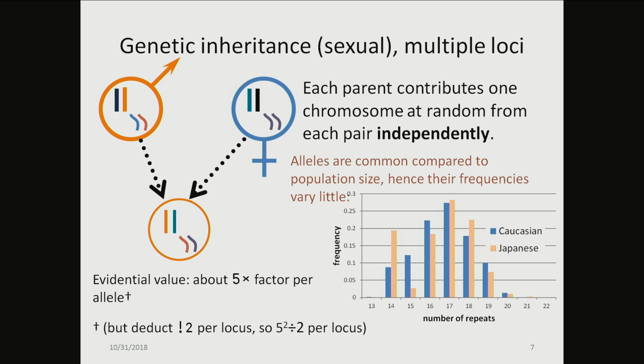So let's see, with autosomal, you have this 5 times factor per allele. Per locus, you have 2 of those 5 times, but you don't really get 25. There's a combinatorial factor of 2 that you have to knock off because there are 2 ways to arrange the parents.